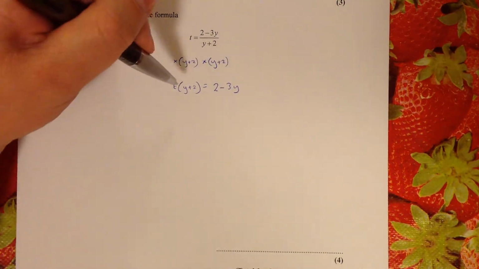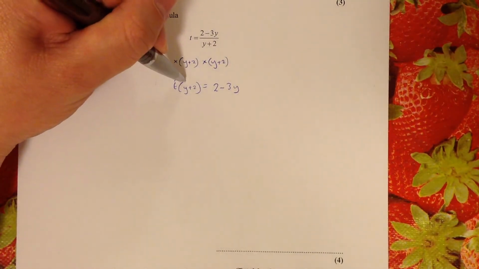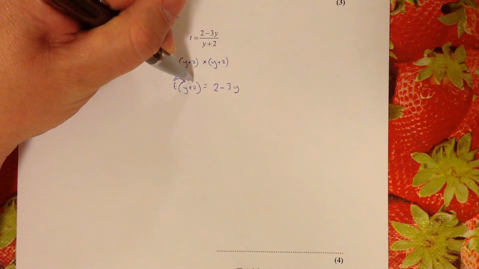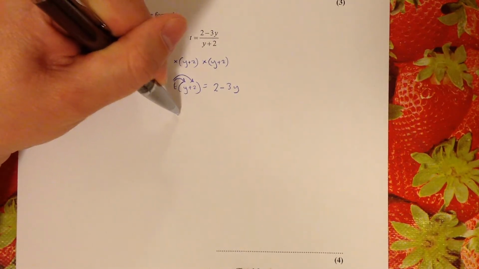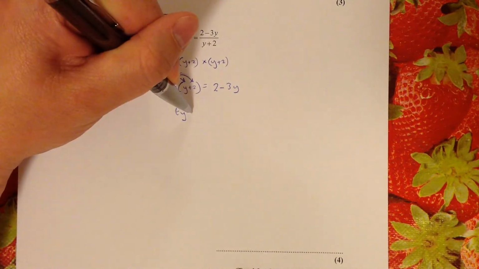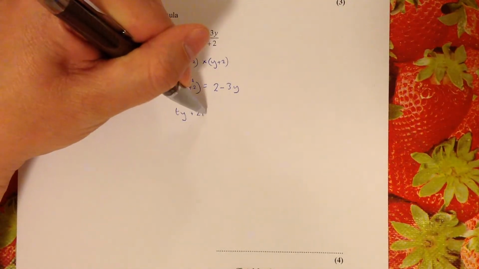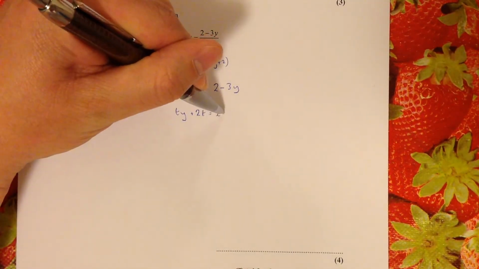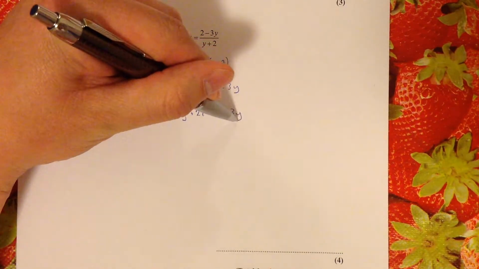Next thing I'm going to need to do is expand this so I can get rid of these brackets. So I'm going to have t times y, which is ty, and I'm going to have t times positive 2, which is 2t, and that's still equal to 2 minus 3y.